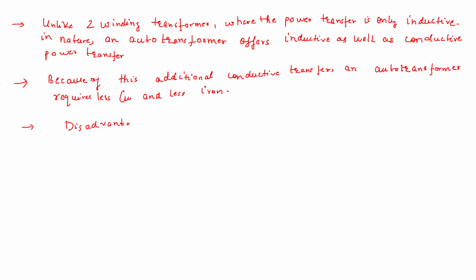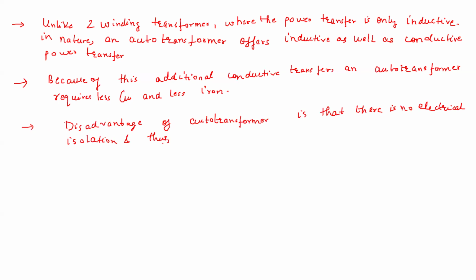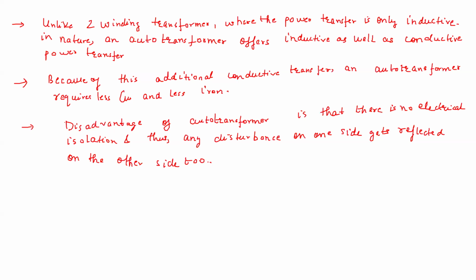So the disadvantage of auto transformer is that there is no electrical isolation, and thus any disturbance on one side may come to the other side also. It gets reflected on the other side too. Okay.